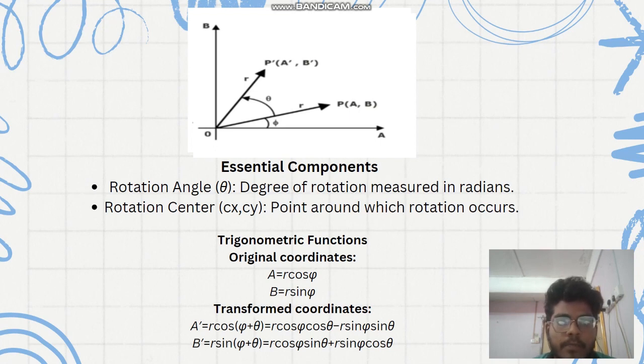Let's move into the trigonometry functions. How do trigonometry functions play a role in representing 2D rotation? We use functions like cosine and sine to describe the original coordinates of P, A and B, which can be seen in the image above, as well as their transformed counterparts P, A and B.